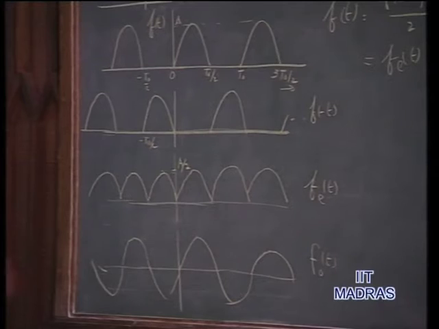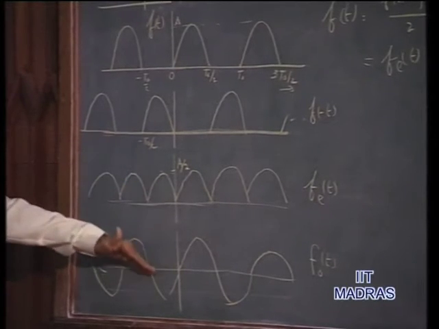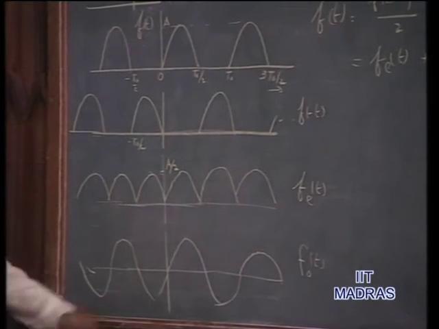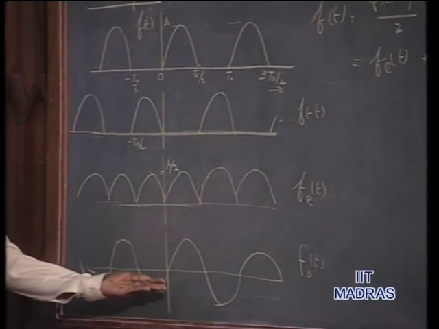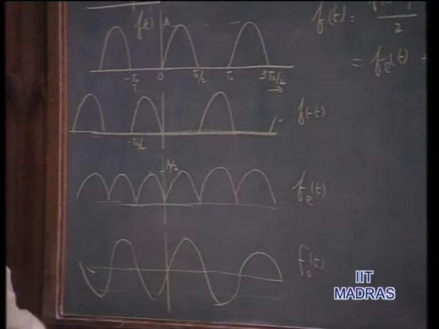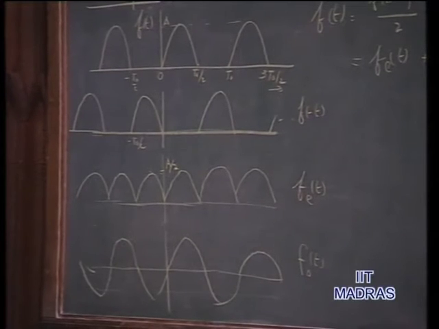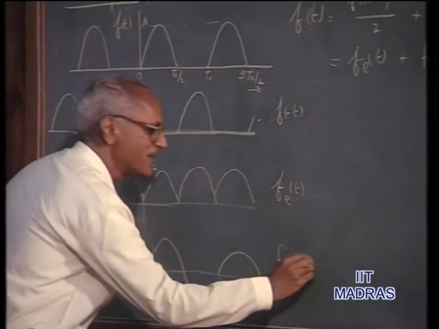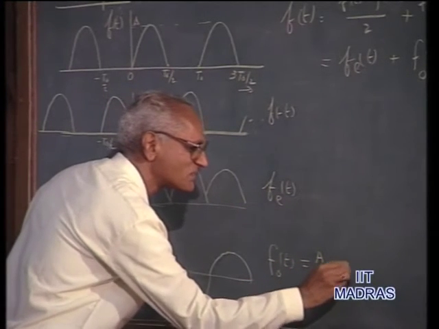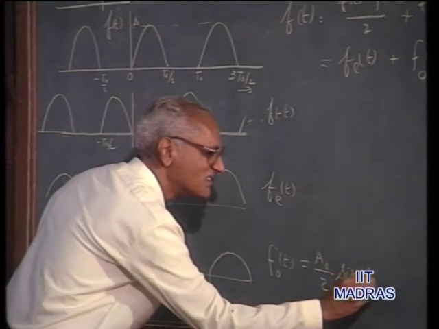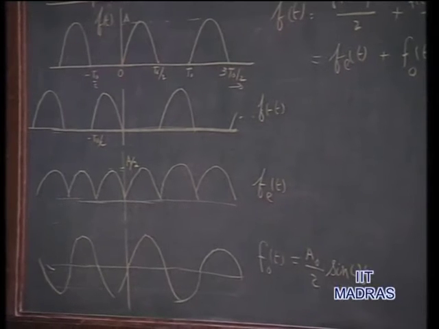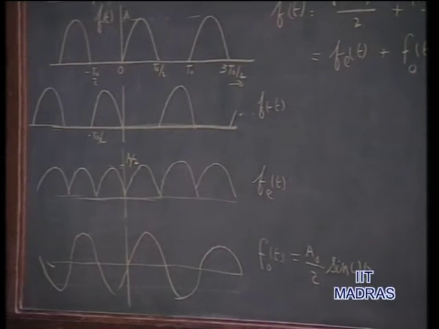So now if you look at these constituent parts f e of t and f o of t of your original f of t, you immediately observe that there are symmetries here. For example, f o of t is certainly a pure sine wave, therefore there is no Fourier series expansion necessary for that. That itself constitutes the entire Fourier series, so this will be A upon 2 sine omega naught t.